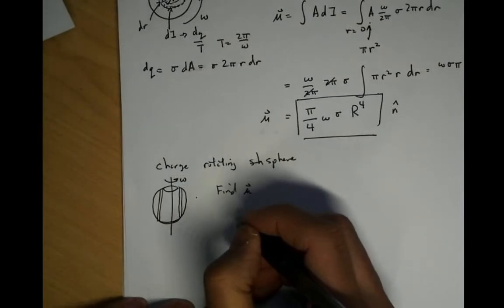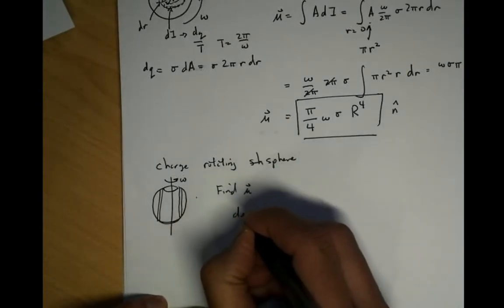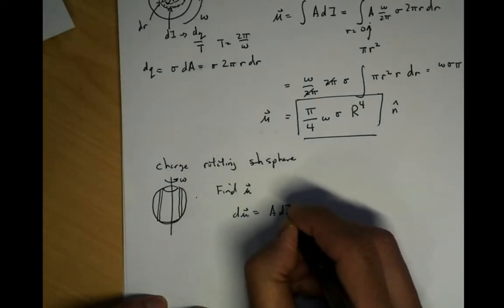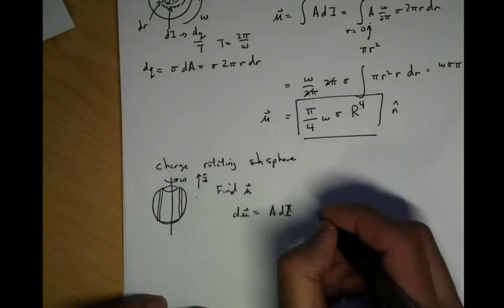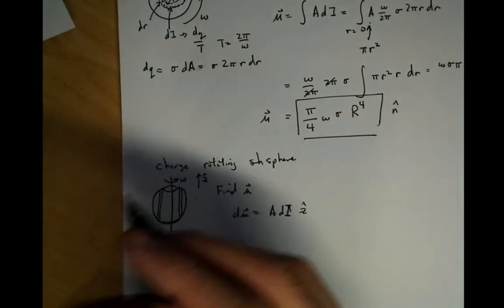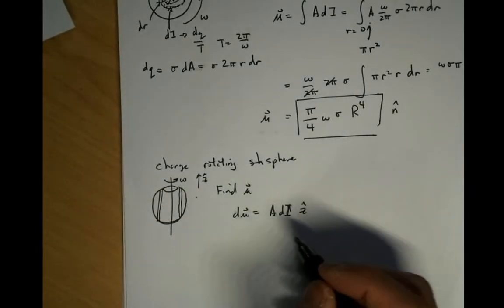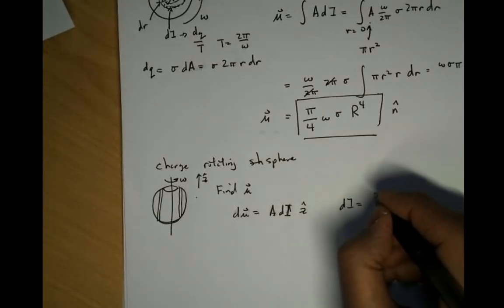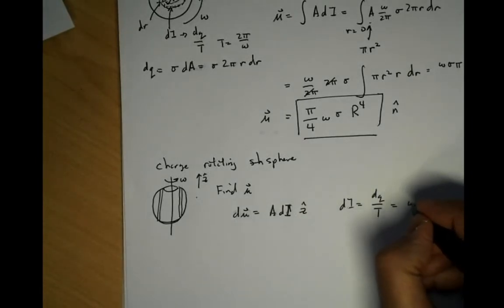So let's see how I want to do this. This is going to be again d mu is going to be equal to a di times, let's say this is z hat direction. Right, everything's always pointing in the right direction, so you can just sum them up correctly, right? And again, di is equal to basically dq over t, right? It's the same thing that we did before, omega over 2 pi dq.